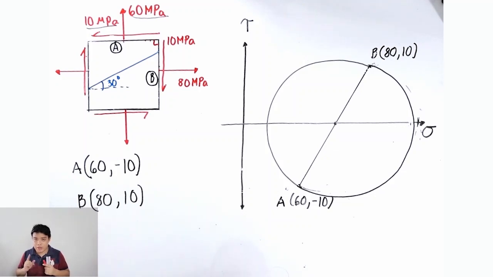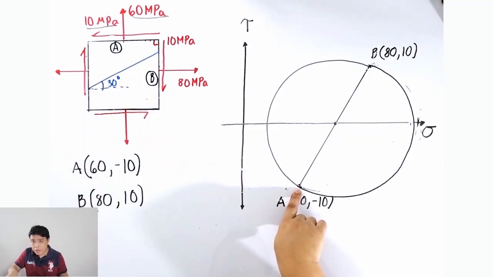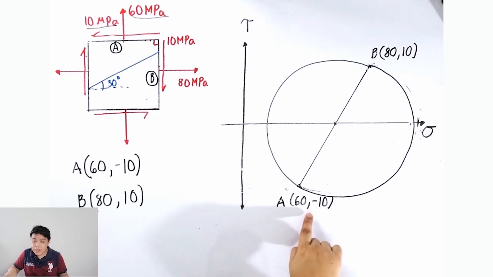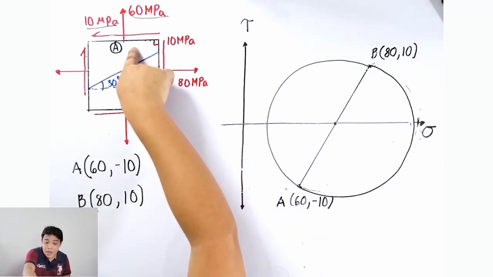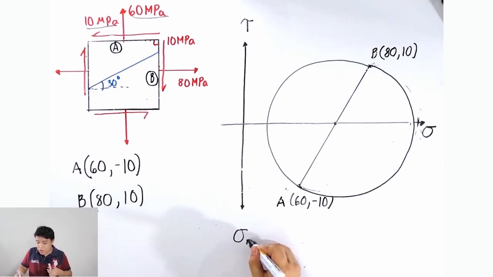How are you going to interpret this? All coordinates on the circumference of the Mohr circle represent a stress on a certain plane in our stress block. Look at this: this point has a coordinate of 60, negative 10, and it represents the stress on plane A here in our stress block. The first question is, determine the major and minor principal stresses. When you say principal stresses, these are the extreme values of normal stresses, the values of sigma max and sigma min.